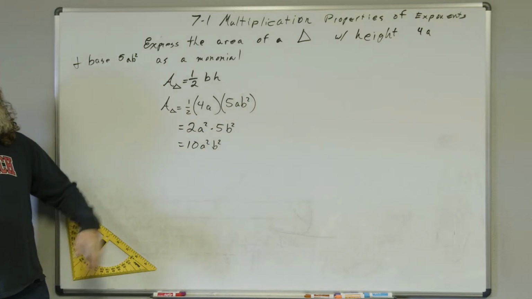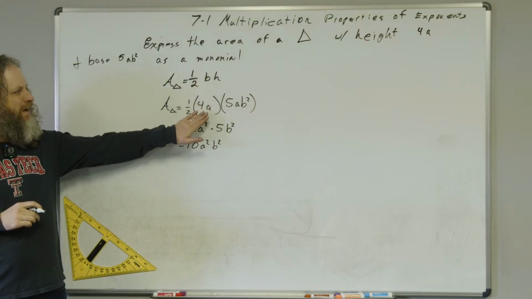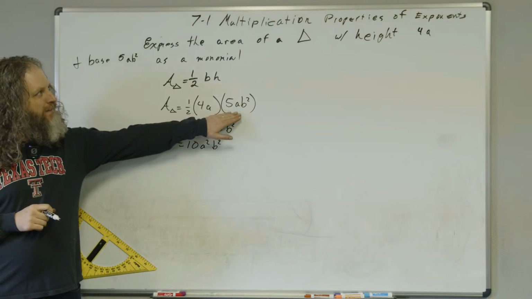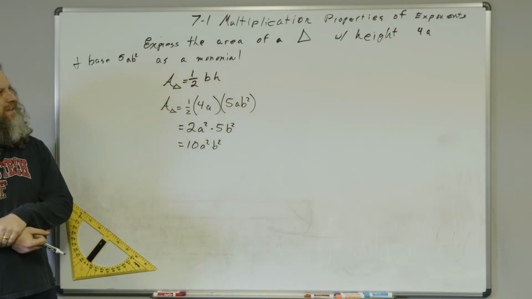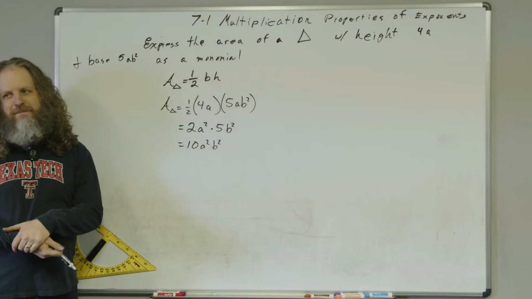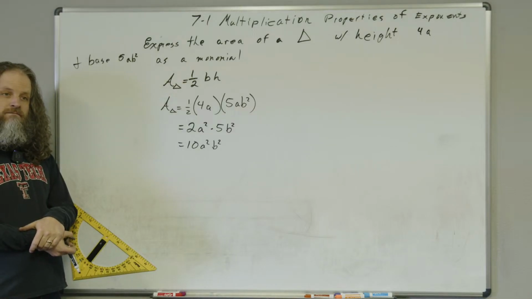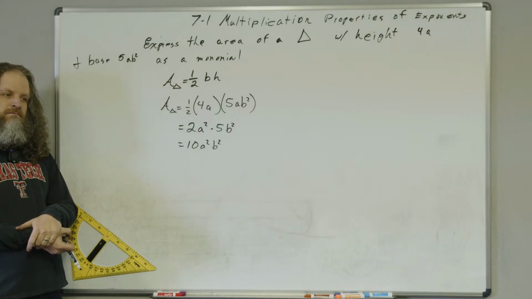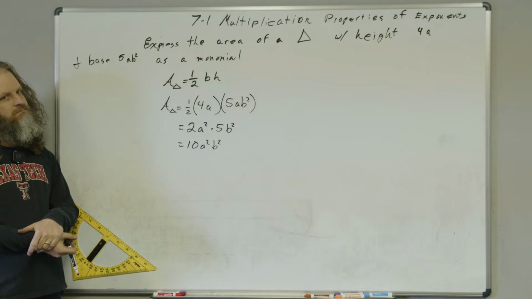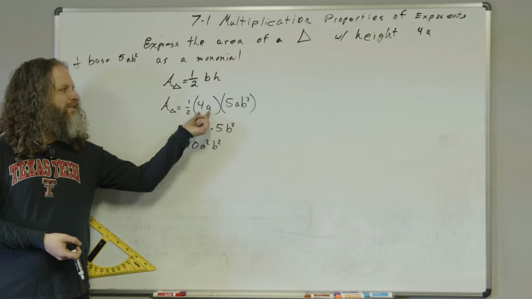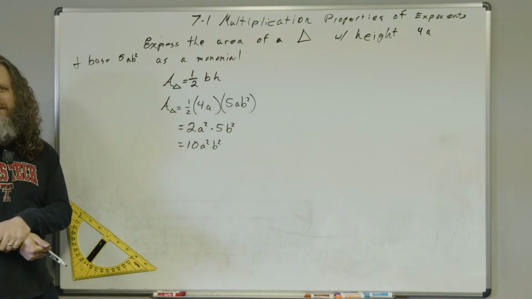You just substitute 4a in for the height, and 5ab as the base. I put them in backwards, but it doesn't matter. That's why Mark tried the original one. Because you'll get the same answer either way, whether you put this one here or this one there, right? Because of the commutative property.